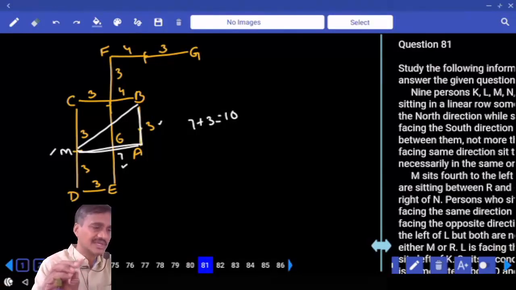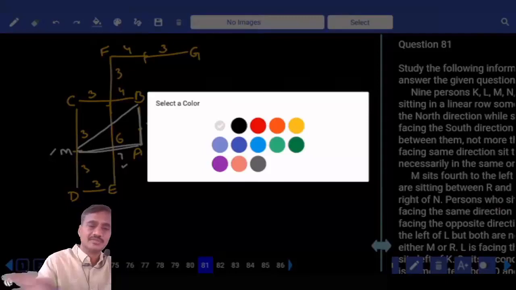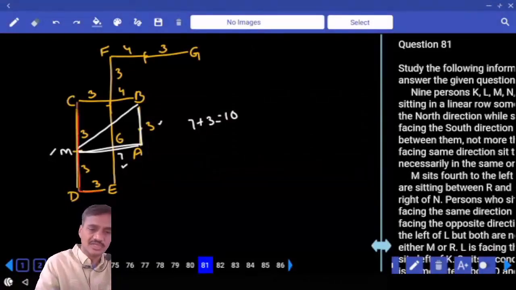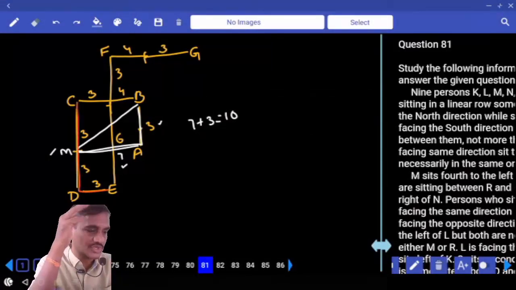Then, what is the direction of E with respect to C? In order to reach E from C, first I need to move towards south and east, southeast, choice 3.